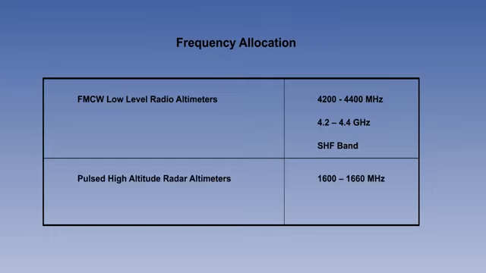The other band, which is used by pulsed higher altitude radar altimeters, where they still exist, is from 1600 to 1660 MHz. This can be expressed as 1.6 to 1.66 GHz. This lower band lies in the UHF, or ultra-high frequency, part of the spectrum. Remember these numbers and bands because they are favourite exam questions.